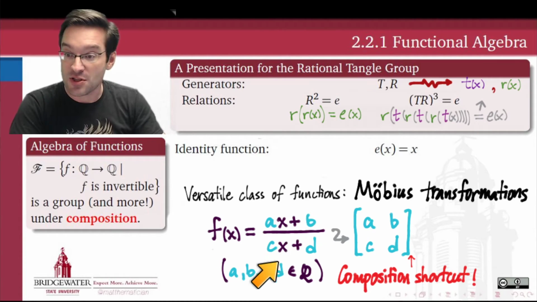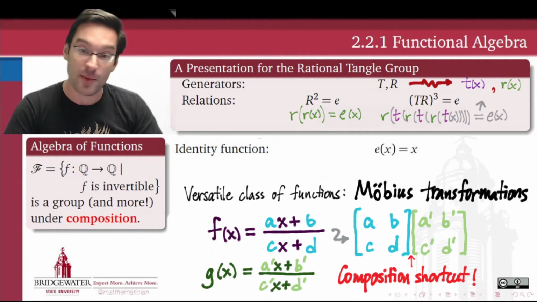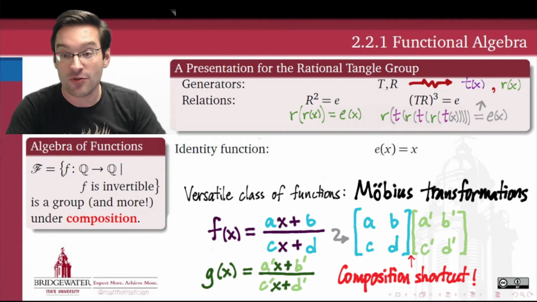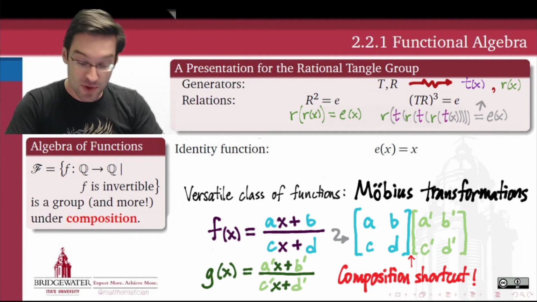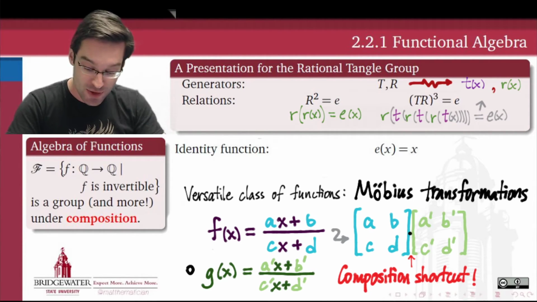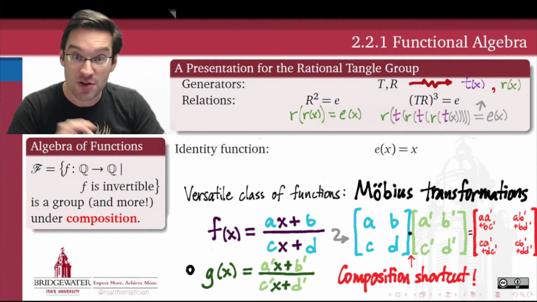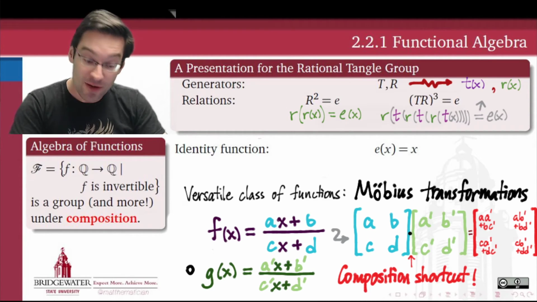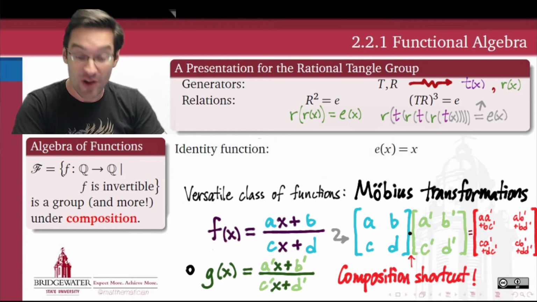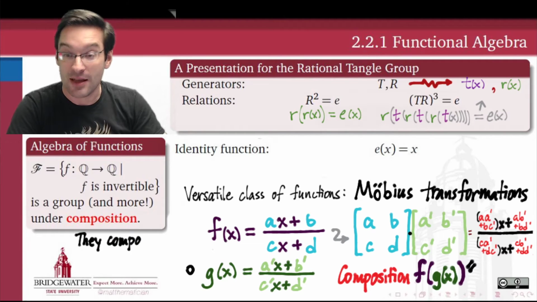If I take the coefficients of this Mobius transformation out and I write them as a 2 by 2 matrix, and I have another Mobius transformation, g of x equals a prime x plus b prime over c prime x plus d prime, and I write those coefficients out as a 2 by 2 matrix, then if I multiply these 2 matrices together using matrix multiplication, row by column, right, I'm going to get this nasty looking 2 by 2 matrix. But the coefficients of that 2 by 2 matrix are exactly the coefficients of the Mobius transformation that we get by composing f of g of x. F of g of x has those coefficients that make it up.